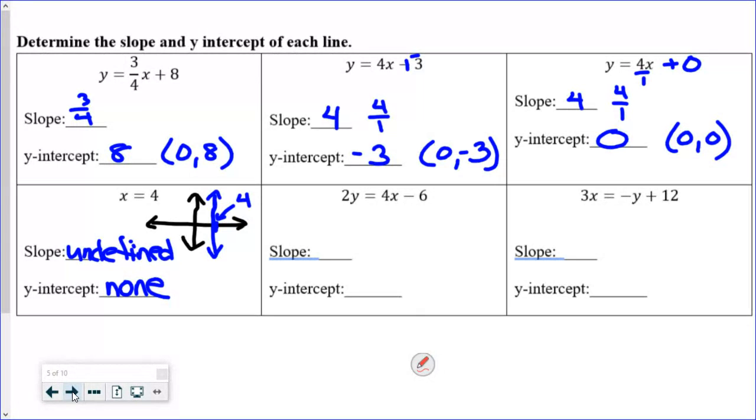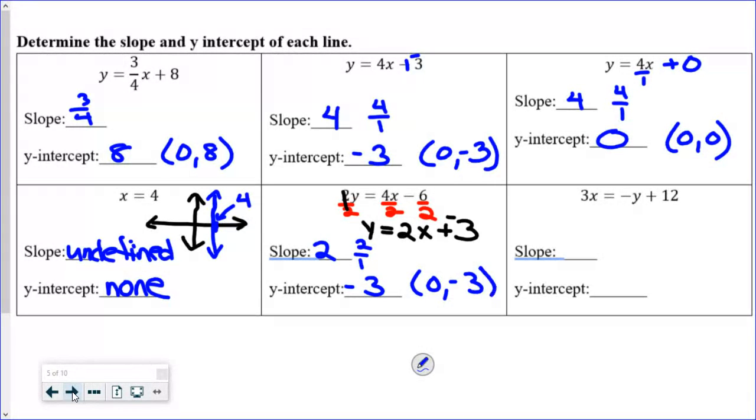And last two. This one, first thing, get it in slope-intercept form. And you get y equals 2x minus 3 or plus a -3. So my slope is 2, or you could also say 2 over 1, but usually we just say 2. The y-intercept is -3, but that's really the ordered pair 0, -3.